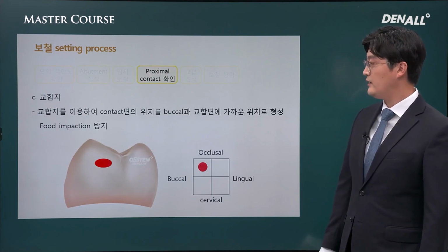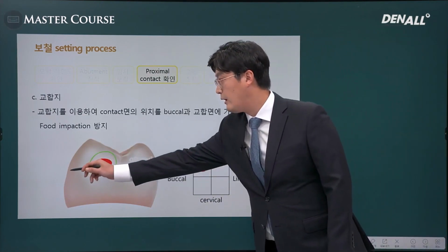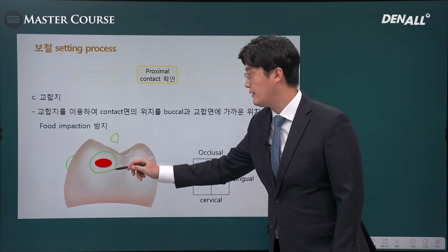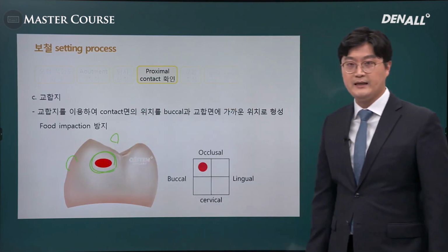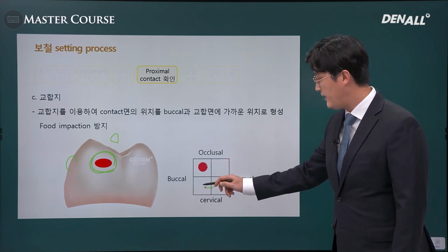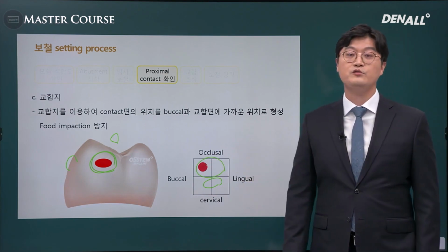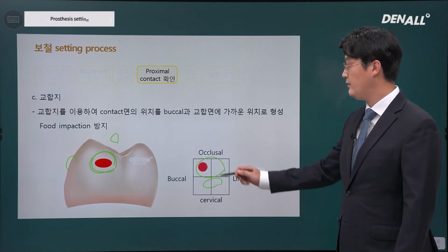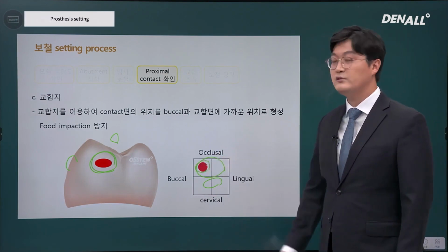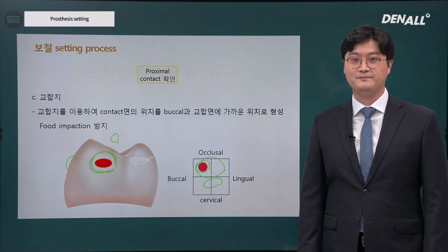When adjusting proximal contact, you need to make it towards the buccal and occlusal surface. If the proximal contact area is adjusted towards inferiorly, then there can be more food impaction at the top of the prosthesis. You need to make it head towards buccal occlusal surface.